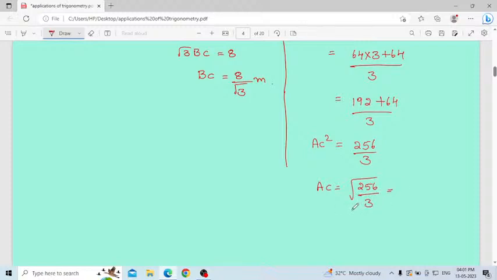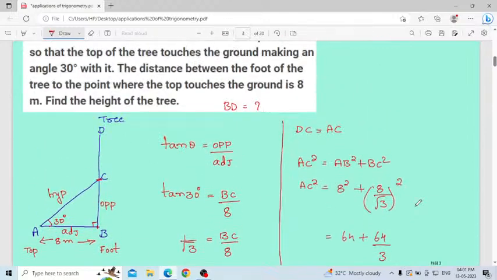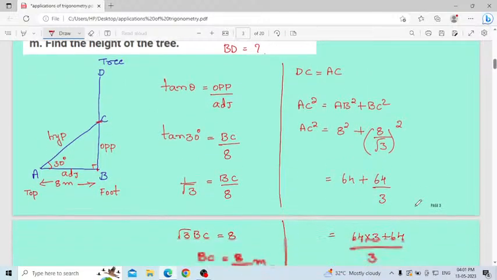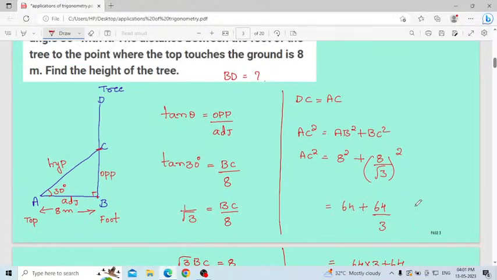Square root of 256, full square root is there. Even root 3 also contains a square, full. Then what is the square root of 256? It is 16. Therefore 16 divided by root 3. From the Pythagoras theorem we got AC as 16 divided by root 3. AC will be equal to DC, I mentioned in the beginning only.